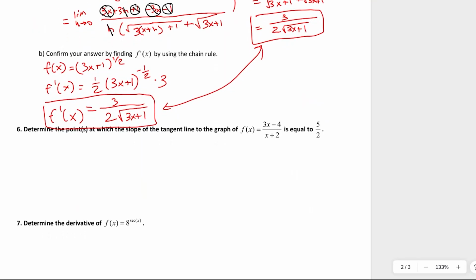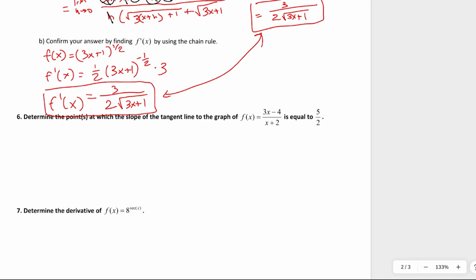Number 6, determine the points at which the slope of the tangent line is equal to 5/2. So we need to find the slope of the tangent line at 5/2. Oh, wait, let me reread that. Oh, no, determine the points. So we're trying to find the x values when the slope is 5/2. So let's first find the slope. Let's find that derivative. And we'll use the quotient rule here.